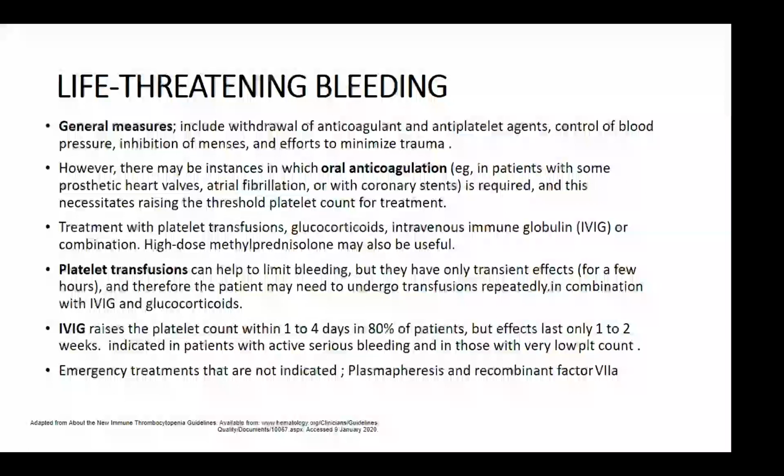Emergency treatments that are not indicated: plasmapheresis is not indicated in these patients, and recombinant factor 7 or NovoSeven is not indicated in life-threatening bleeding of ITP.